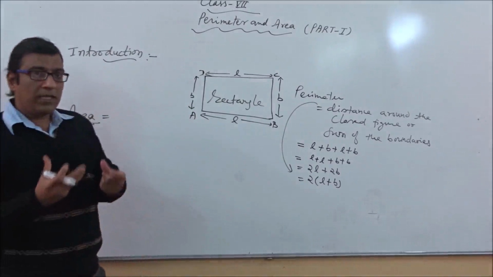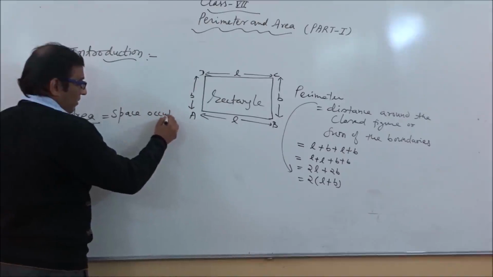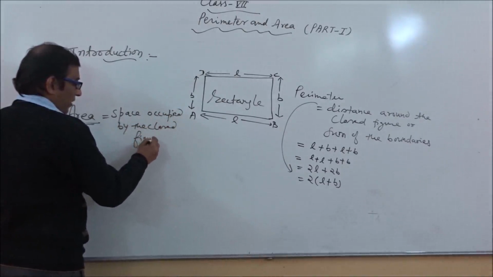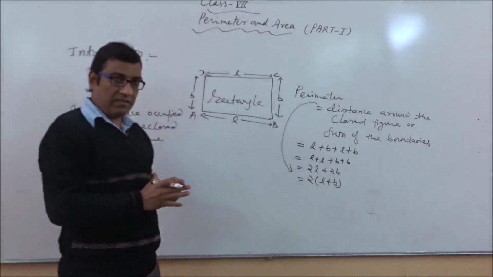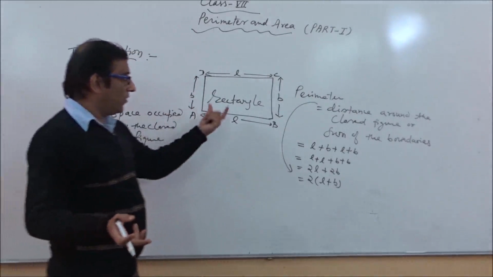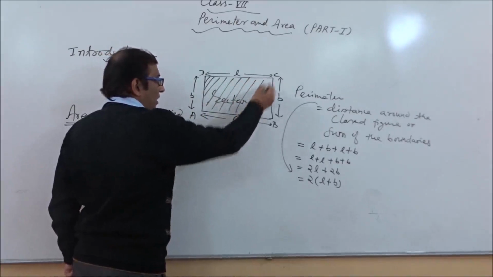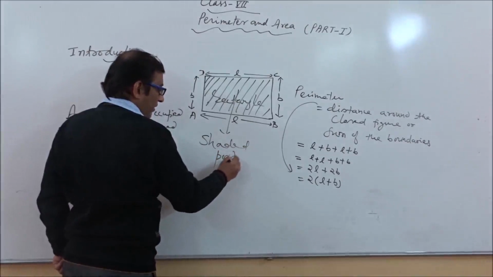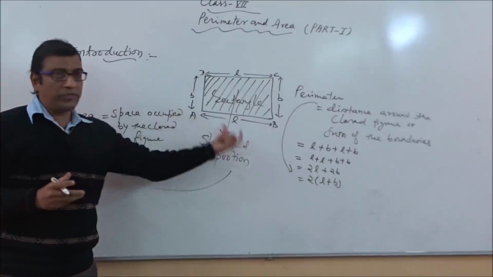So area means the space occupied, right? Space occupied by the closed figure. As you see on this blackboard, how much of the white portion there is, related with the boundary, related with the closed figure, that is known as area. If you apply the same concept on this rectangle, then the whole shaded portion is related with area, because this shaded portion is occupied by the closed figure, that is ABCD.